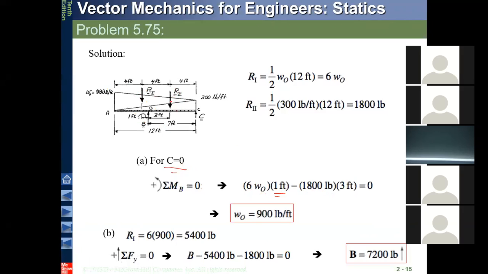R2 has distance of 3 foot, because from B to C we have 7 feet, and you're going to have 3 feet from R2 to B, and then you're going to have W naught. You will get W naught. Well, you have to consider the minus sign as well, because it is a clockwise moment. And then you will derive W naught as 900 pound per feet.